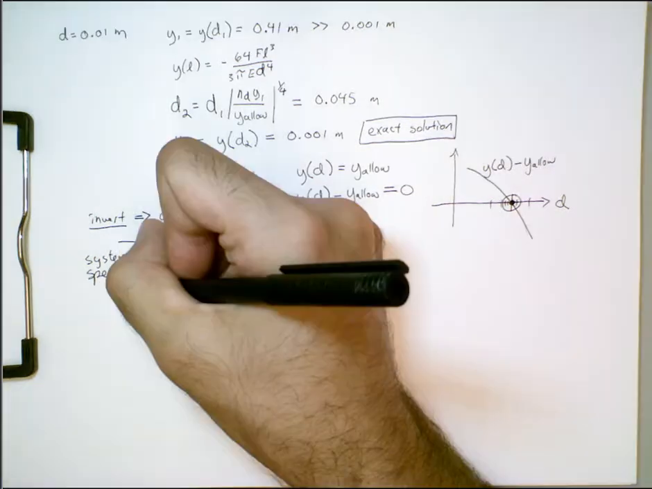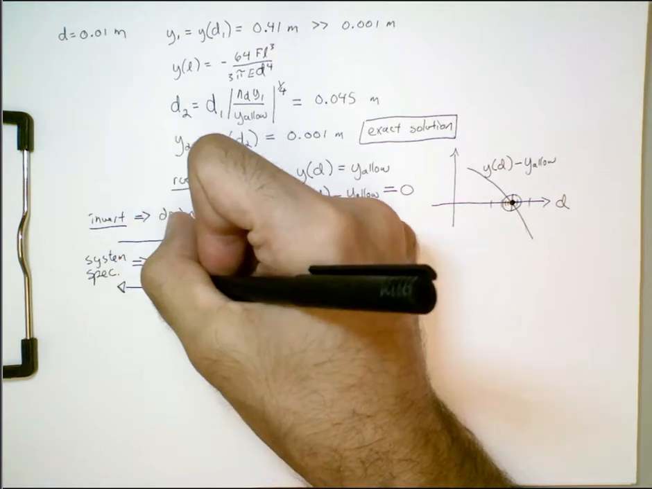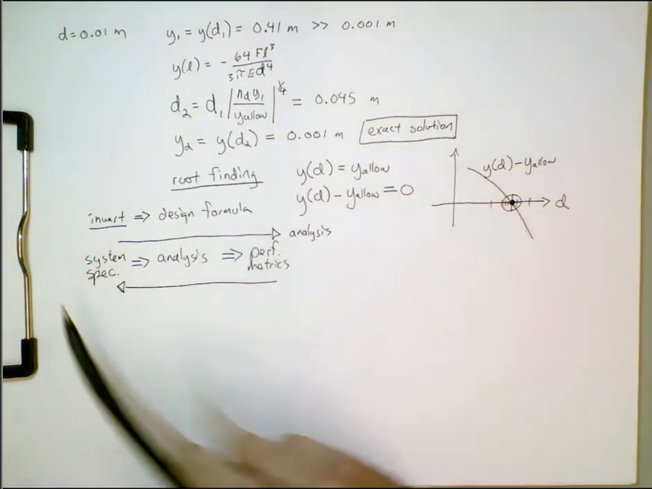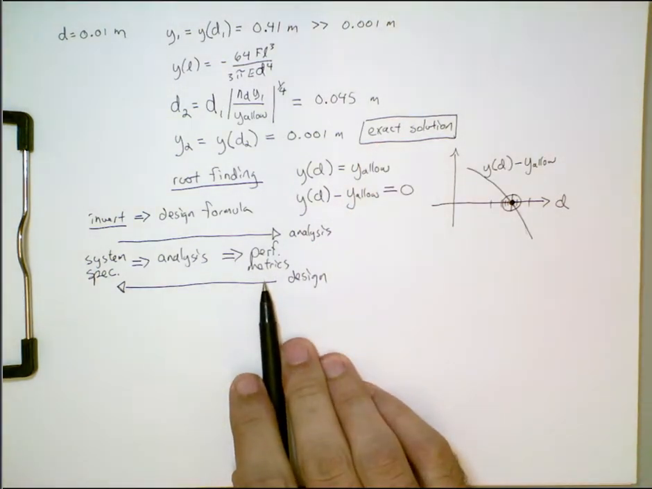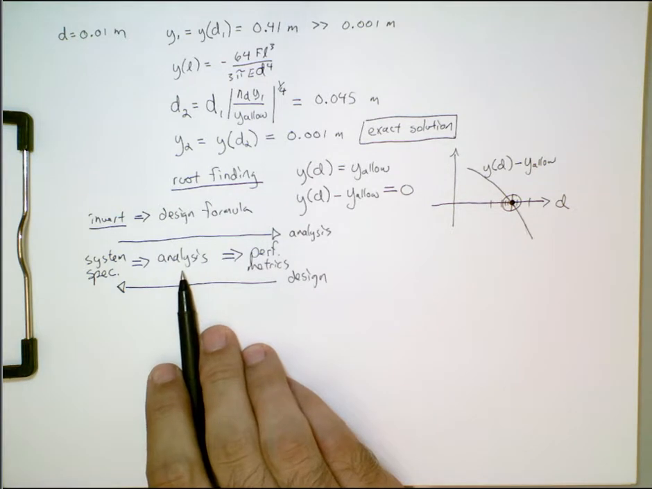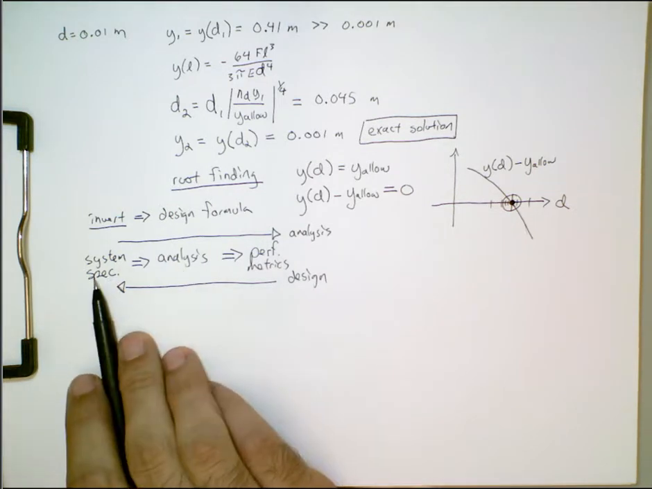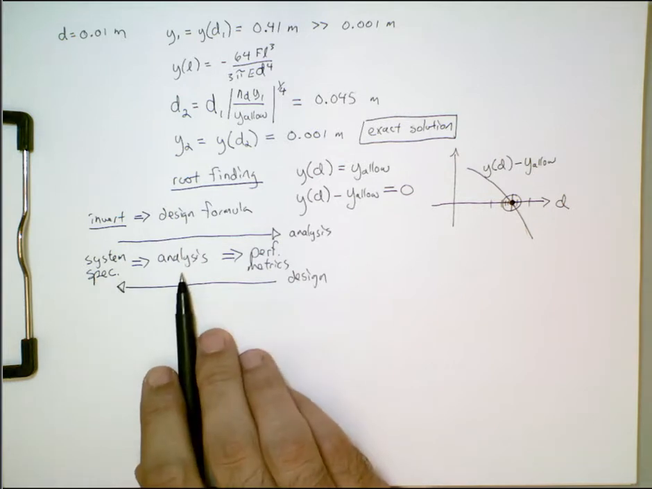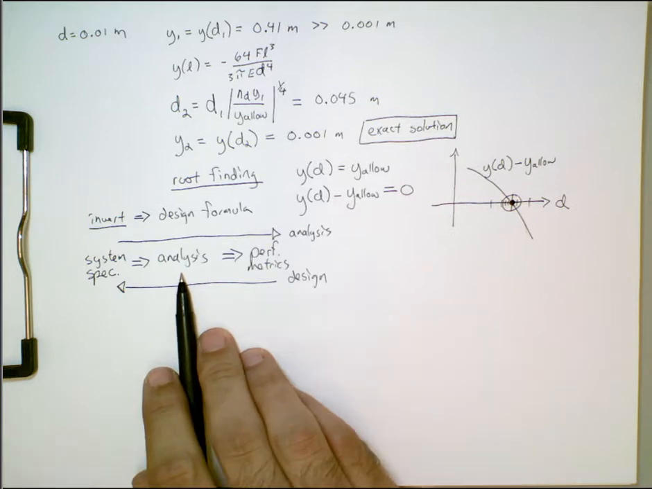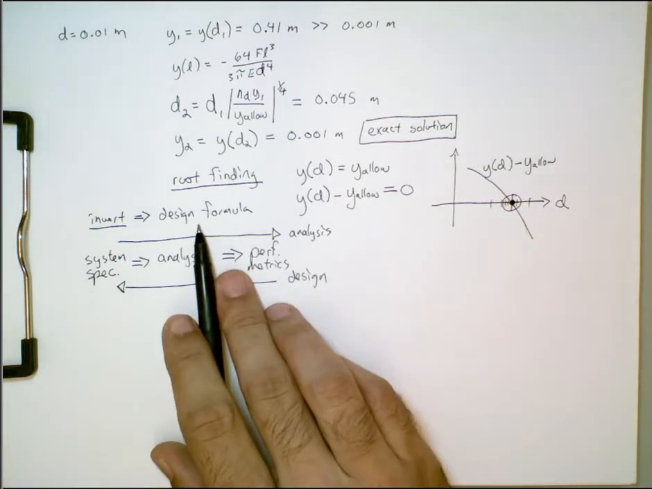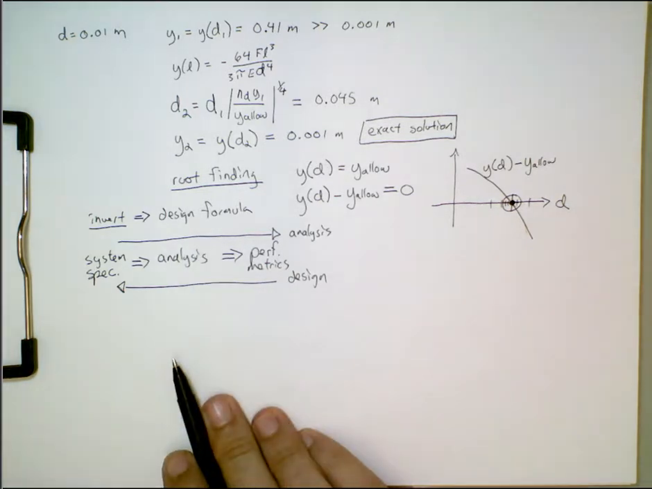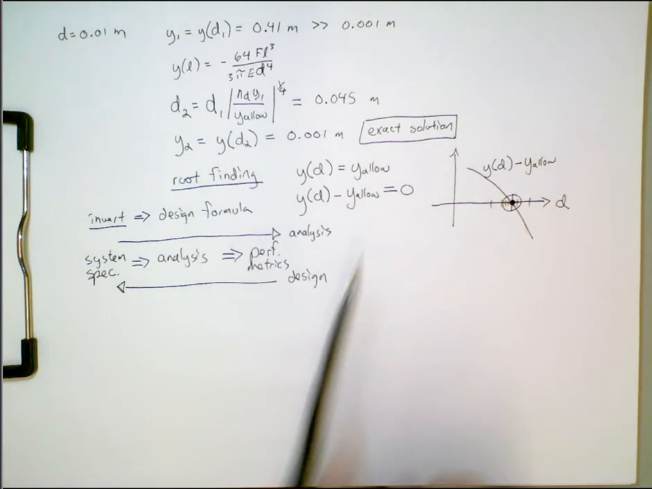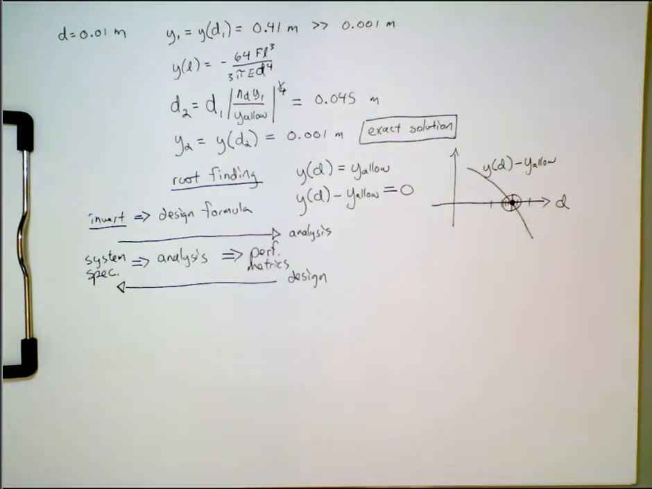If we want to do design, however, we're starting off with some desired performance metrics, and we go the opposite direction. We have these desired performance metrics. We need to somehow invert the analysis and come up with a system specification. In simple cases, we can invert the analysis formulas directly and come up with a design formula. But in more complicated cases, we can't do that. And so we need to use some kind of iterative approach, and this root finding approach is one possible approach for solving the design problem.